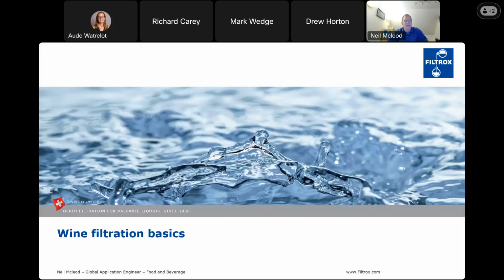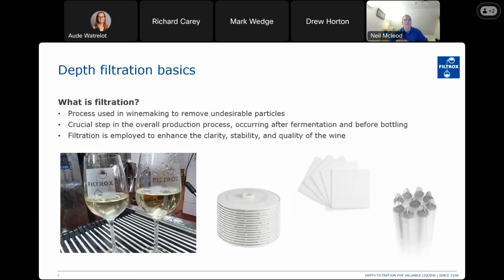My job today is to talk to you about basic wine filtration. So basically we're going to start with what and why is the filtration process used in wine? Really the process is basically removing undesirable particles from the product, and is a crucial step in the production process of wine, occurring after fining and just prior to bottling. The filtration is used to enhance the clarity, stability, and overall quality of the wine.